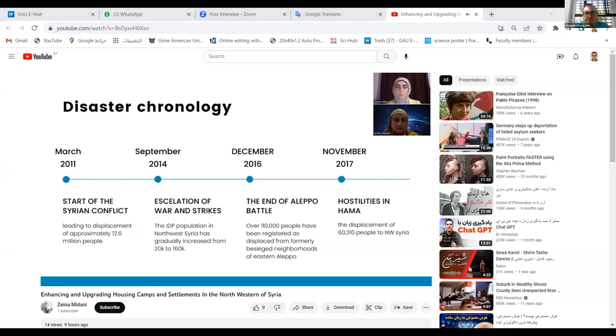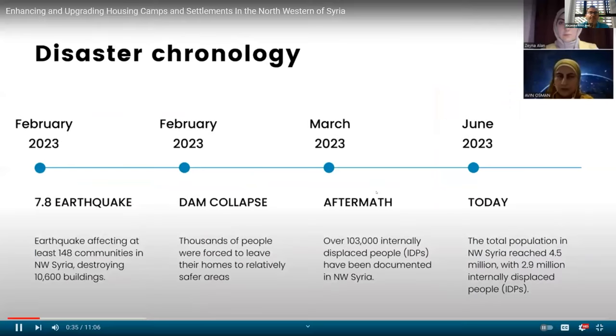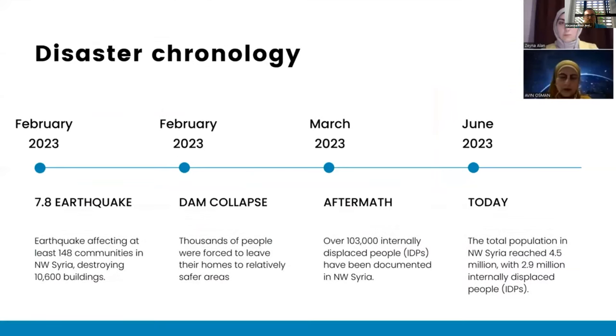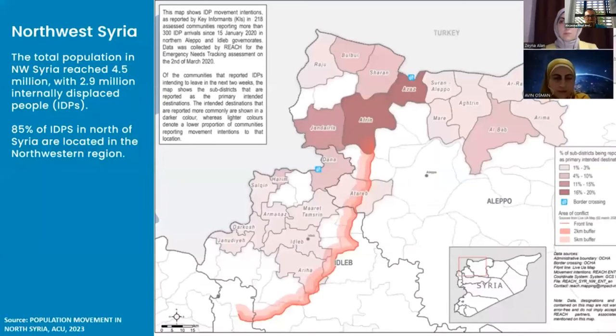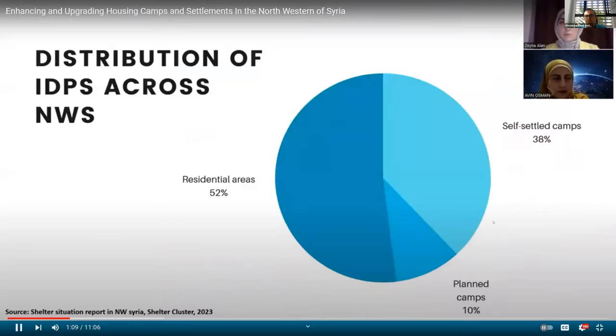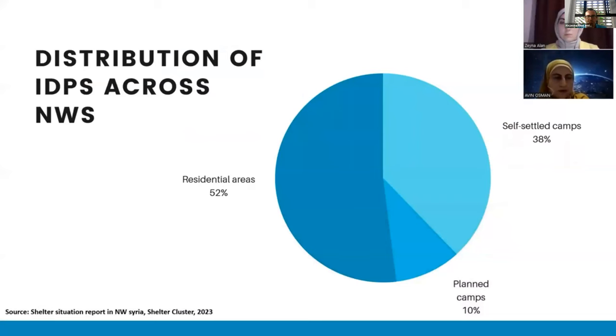This is the disaster chronology. We will review the disaster from the beginning up till now. Syrian people have been exposed, from the beginning of the war until now, to several risks due to war and natural disaster, the earthquake. This is the map of displaced people. We focus on northwest Syria because it has the biggest amount of displaced people, reaching 85%, distributed across northwestern Syria.